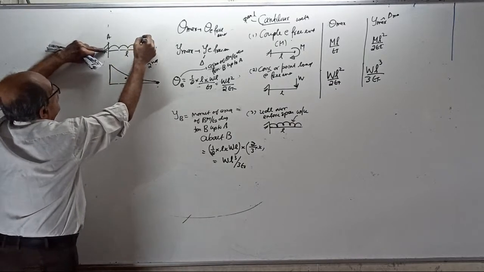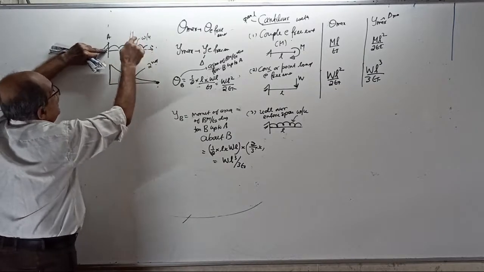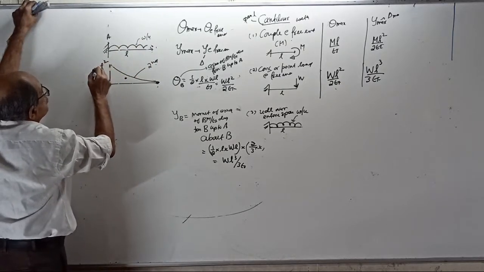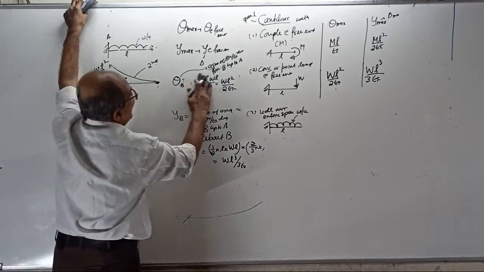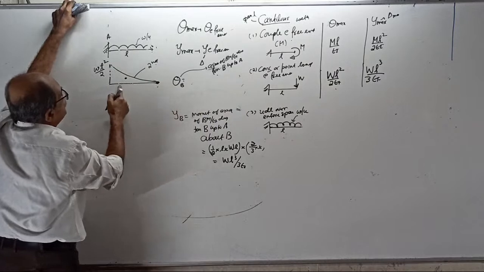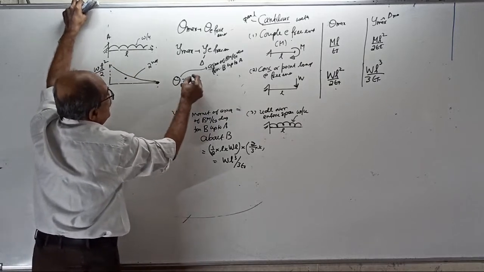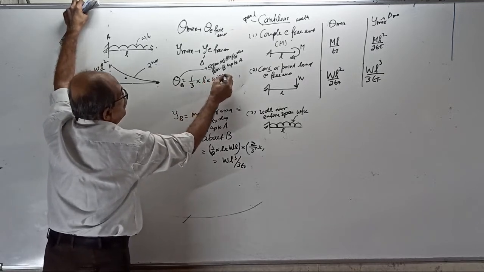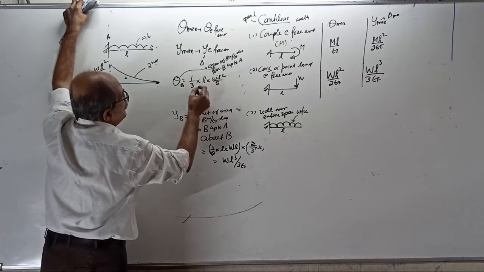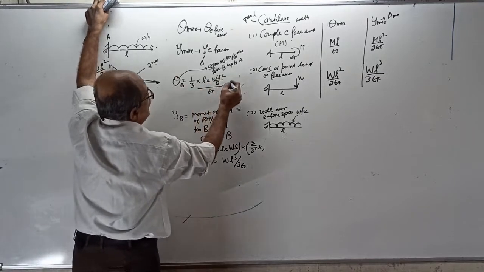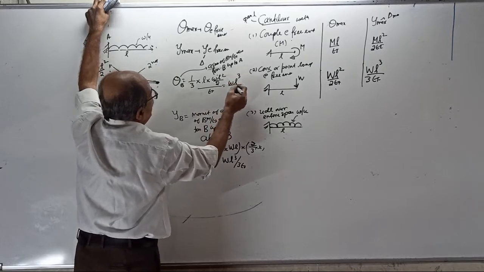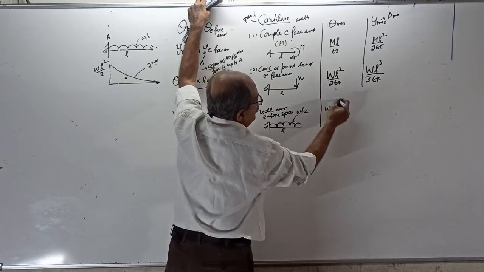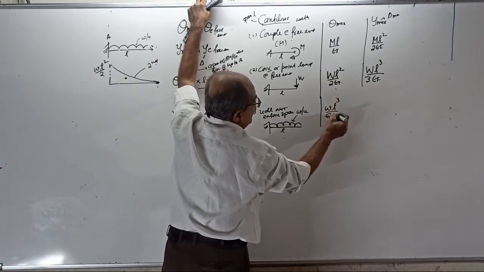W into L is the total load, into L by 2. I already explained WL square by 2 is the bending moment. Start. Area: now area is not half base into height. For this parabola, area equals 1/3 of base L into height WL square by 2, divided by EI. If I simplify, this will become WL cube by 6EI. Oh, this is small w into L cube by 6EI.